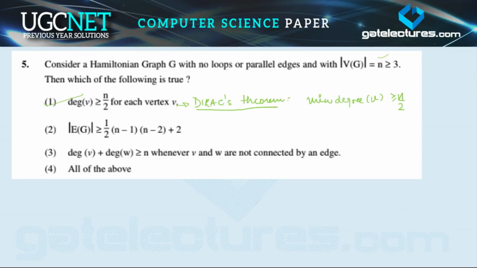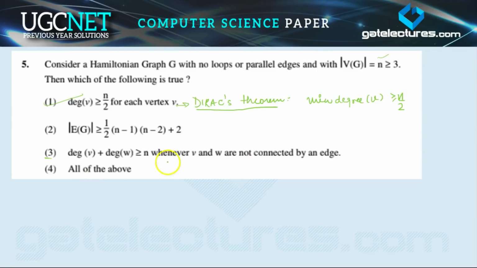Now the next condition is that the number of edges should be greater than or equal to 1 by 2 (n minus 1)(n minus 2) plus 2. Yes, put any value in it. But let's first discuss the third condition, right? So the third condition states that degree of v plus degree of w should be greater than or equal to n whenever v and w are not connected by any edge.